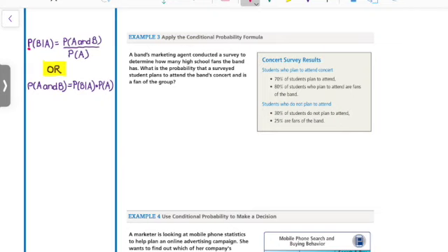Here we have a band's marketing agent conducting a survey to determine how many high school fans the band has. What is the probability that a surveyed student plans to attend the band's concert and is a fan of the group? So we're going to use the probability of A and B, because that's what we want to find. In order to do that, we need the probability of B given A times the probability of A.